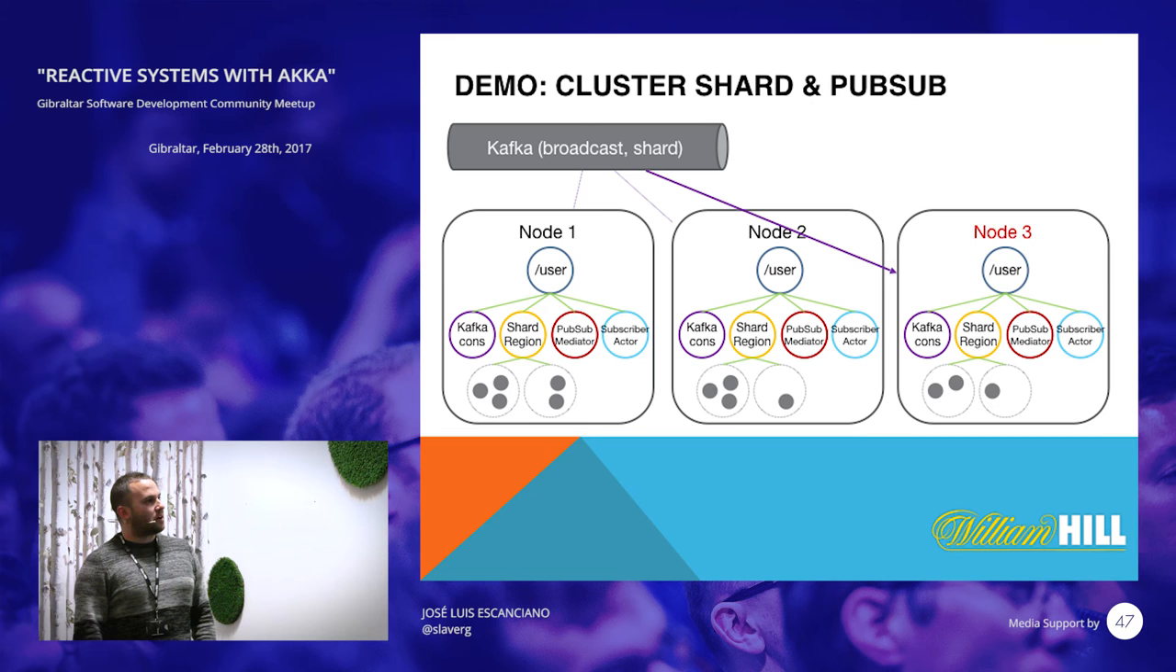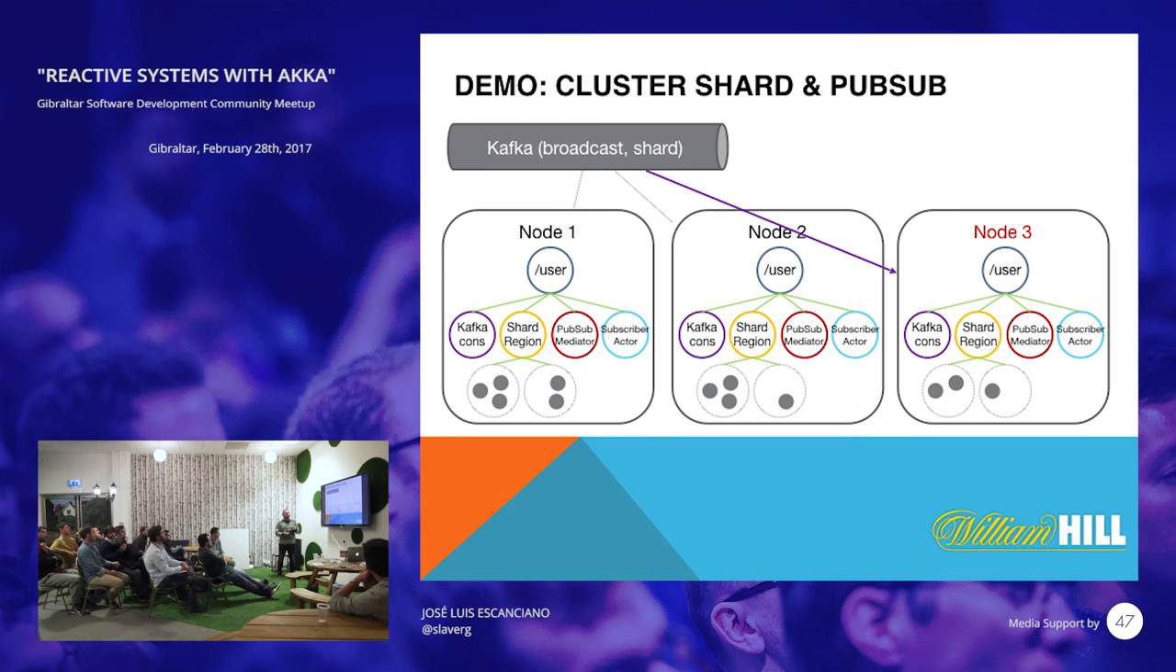Now I'm going to do a demo where I'm going to set up a three-node cluster of Akka. They are going to read messages from a Kafka broker. Depending on whether I publish the message to a broadcast topic or a sharding topic, it's going to broadcast the messages using the distributed publisher subscriber, or it's going to shard to different nodes in order to process. So let's hope everything goes fine with this.